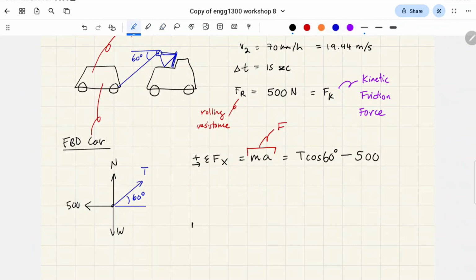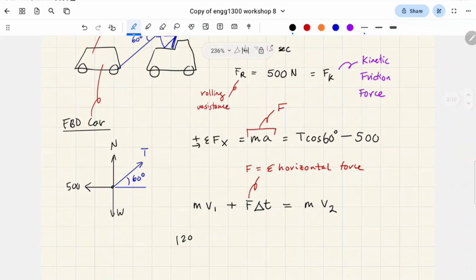So let me just write out the conservation of momentum. So pretty much this F here is your sum of horizontal forces. And that's not a blanket rule, so it's only the sum of the horizontal forces because of our setup here. It's not accelerating up or down, right? So what I mean is this F is just the driving force that's causing the acceleration, right? Anyway, so I'm just going to plug in all my numbers.